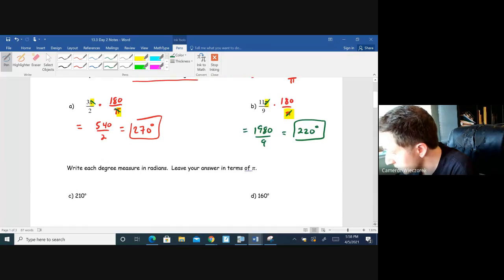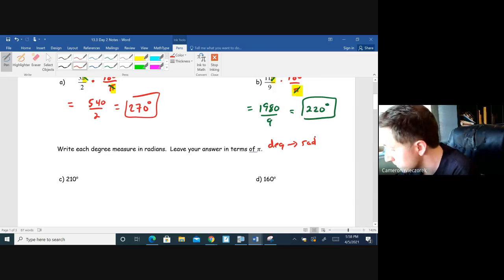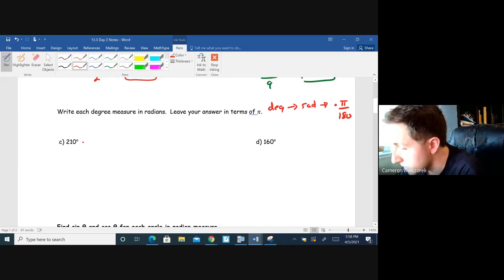If we're going to do it in reverse, instead of multiplying by 180 over pi, if I want to go from degrees to radians, I need that pi to appear, not disappear. So I'm going to multiply by pi over 180. This time the pi's on top. So in the first one, I have 210 degrees. I want to convert that to radians. I'm going to multiply by pi over 180.